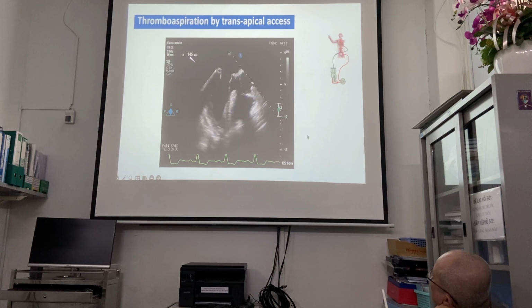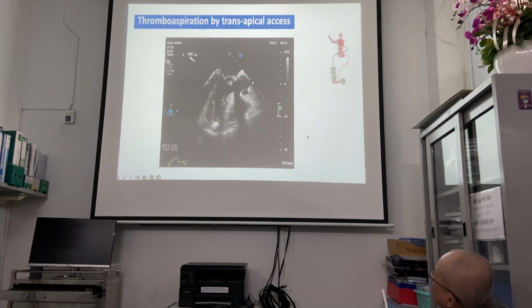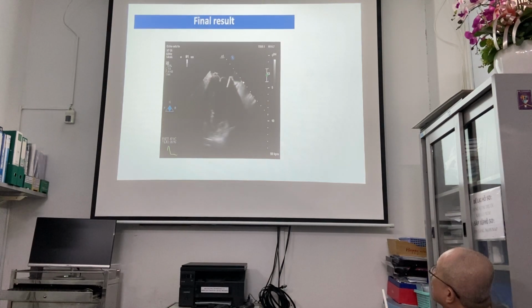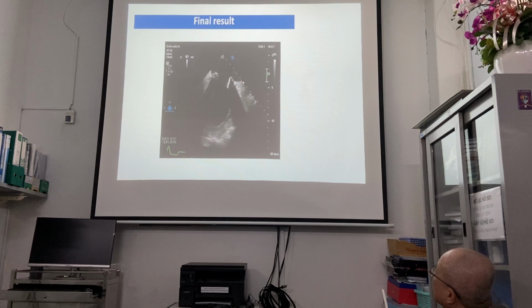Yeah, it's very easy. Very quickly. Capture. Yeah, it's very easy, honestly. And then the valve was clean. So this is after. It's gone now. And this was more than 1 year ago, and the patient's still fine.